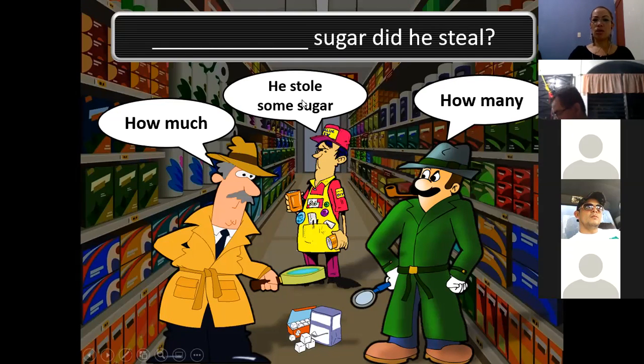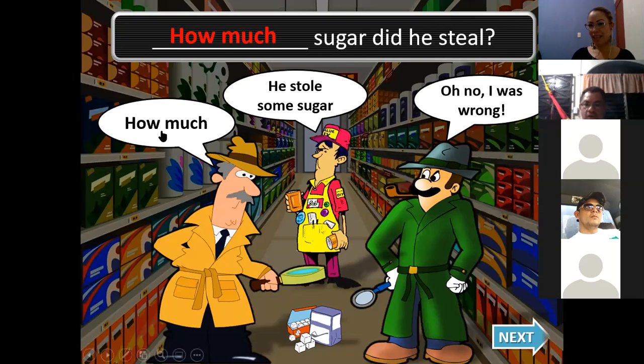Okay, he stole some sugar. Aquí está en pasado. Stole es en pasado. Robó. He stole some sugar. Now, what is the correct? How much or how many? How much. Yes, that's correct. How much sugar? The word sugar is uncountable.